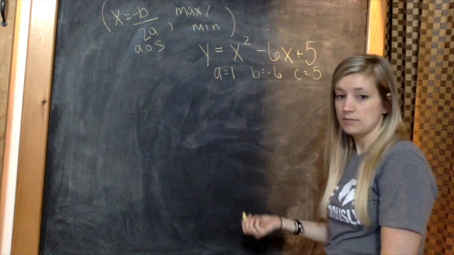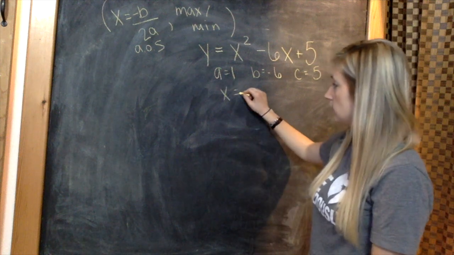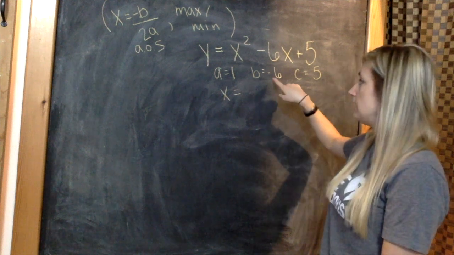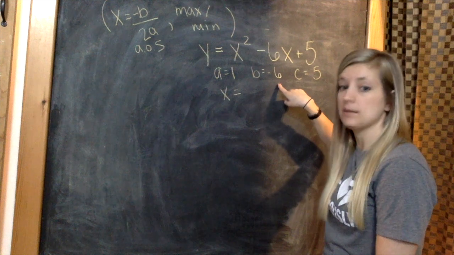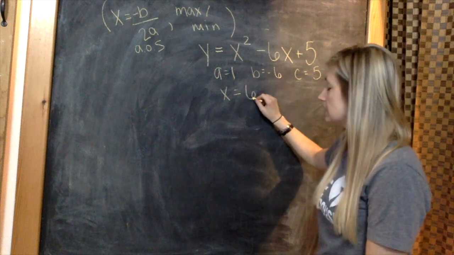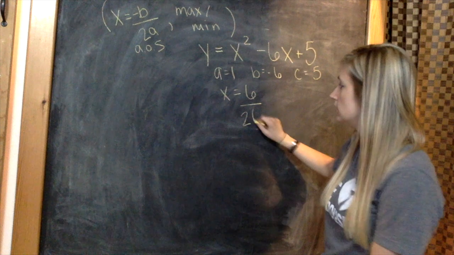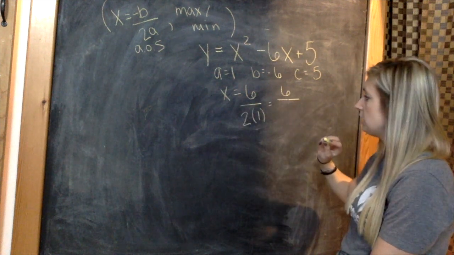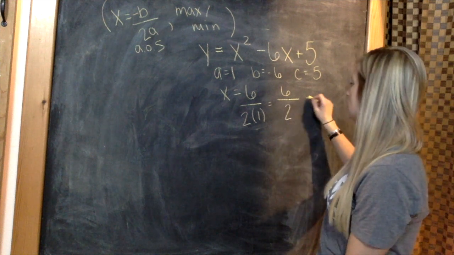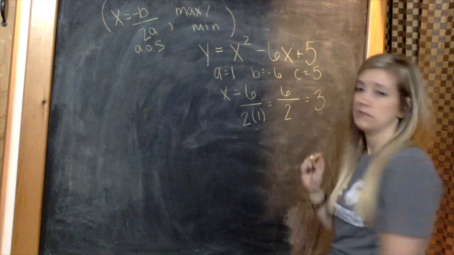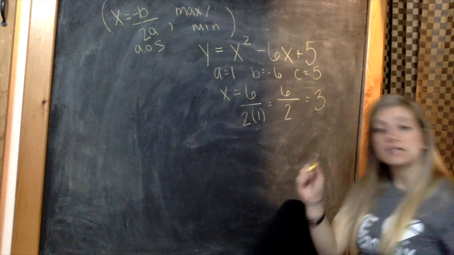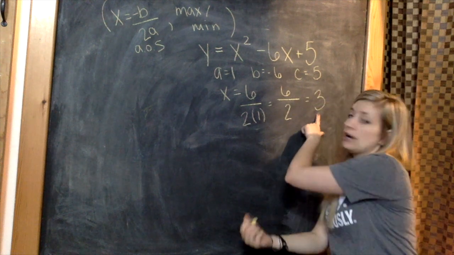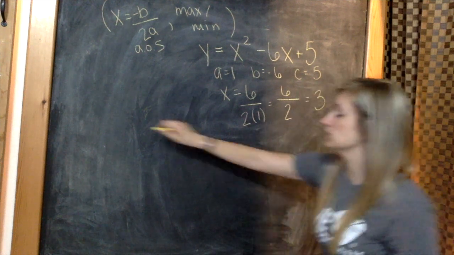Axis of symmetry, x equals opposite b divided by 2a. Our b is negative 6, so what's opposite of negative 6? 6 divided by 2 times our 1, because that's a. So we have 6 divided by 2, which is 3. Just from finding our axis of symmetry, that tells us a lot. It tells us that our parabola gets folded in half at x equals 3.